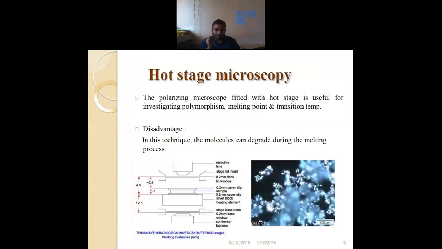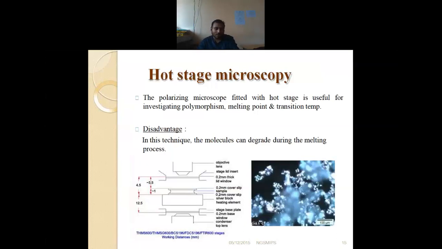Okay. So here you can see a picture of when we are putting the sample in hot stage microscopy. This type of pictures you can see. And this is the structure of the hot stage microscopy. You can see the various parts of the hot stage microscopy.